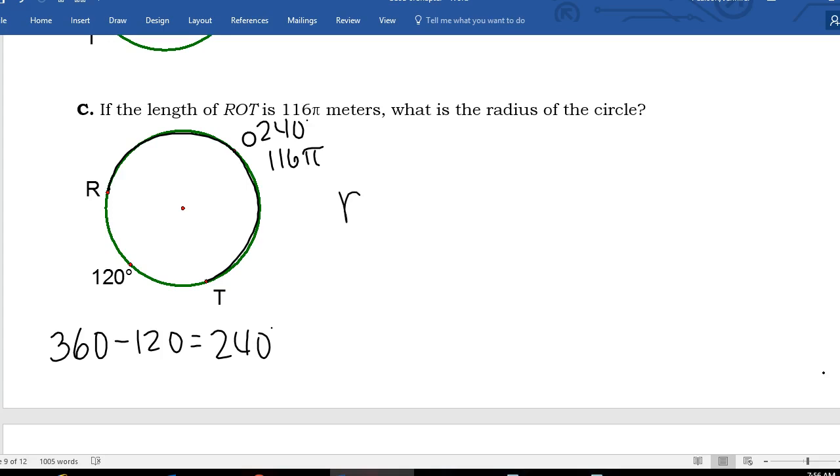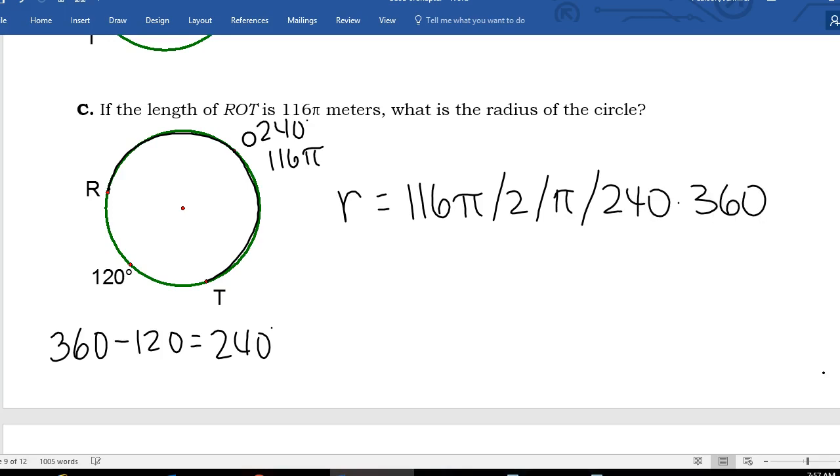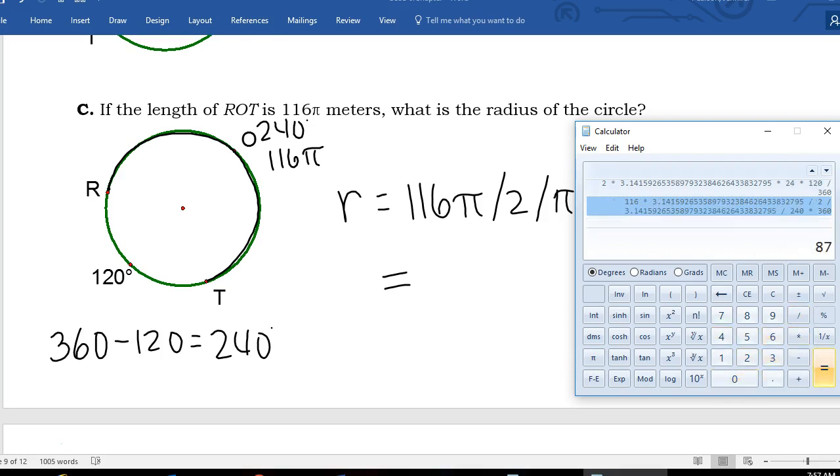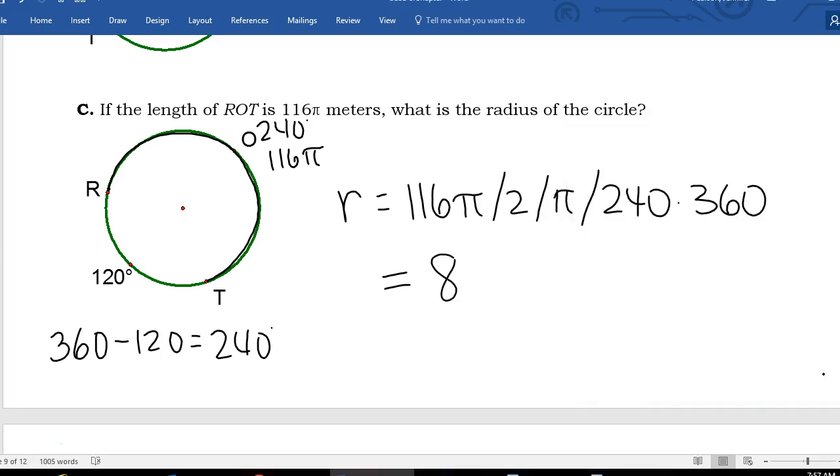So to get the radius, I need my length divided by 2, divided by pi, divided by the measure of the arc, times 360 degrees. So that will be 1/16 times pi divided by 2 divided by pi divided by 240 times 360. That's 87 meters.